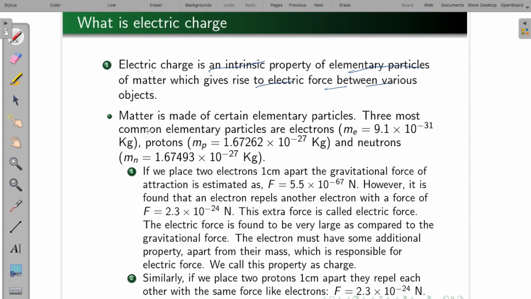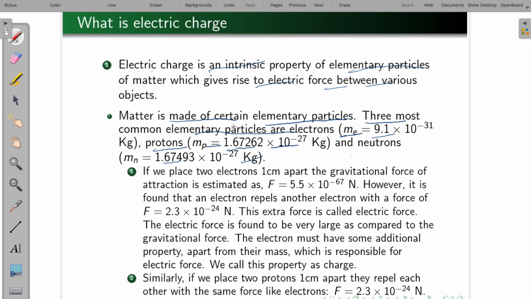Okay, we know that the matter is made up of certain elementary particles. Three most important common elementary particles are the electron, having mass 9.1 into 10 to the power minus 31 kg. For protons, the mass of the proton is 1.67262 into 10 to the minus 27 kg, and the mass of the neutron is like this, 1.67 into 10 to the power minus 27 kg.